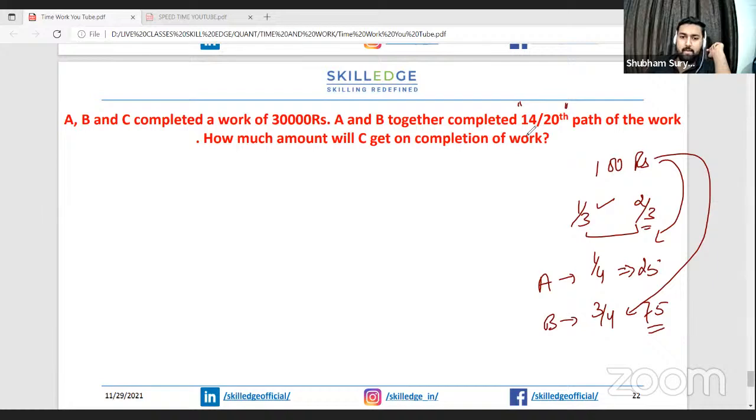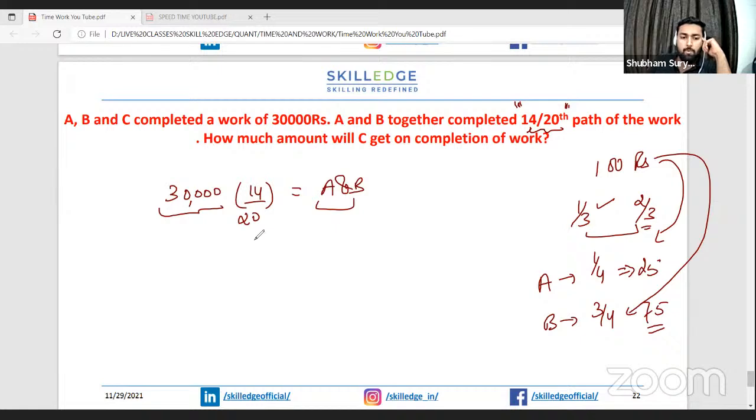So we can see that A and B together have completed 14/20th part of the work. So the amount that was supposed to be distributed, which is 30,000, right? So this amount was supposed to be distributed. Now A and B together have completed 14/20th part of the work. It means 14/20th part of this amount has to be distributed between A and B.